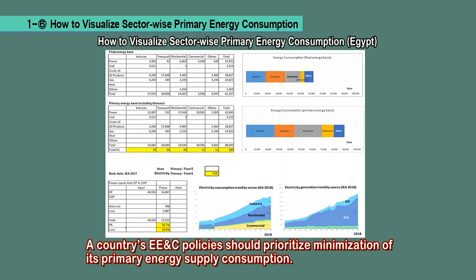When considering EE and C policies, priority must be placed on minimizing primary energy supply. A similar message was issued by the IEA in 2018. This is at the core of a country's EE&C policies. If EE&C policies are considered without this, you may not be able to reap benefits even after the thorough implementation of measures.